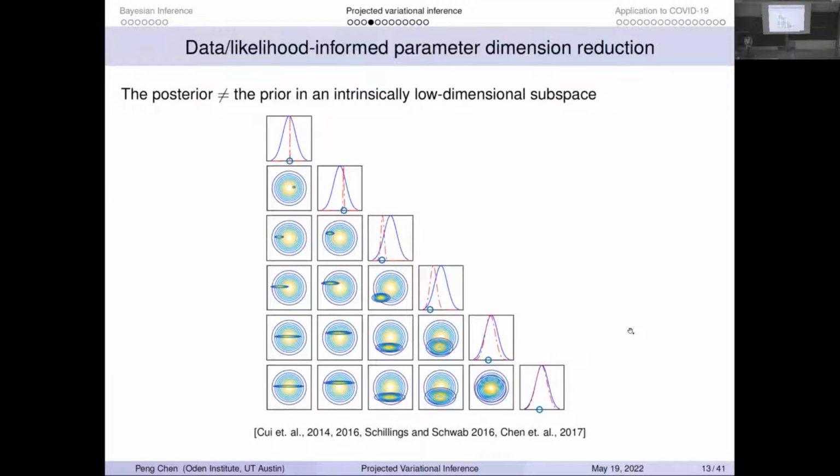So you can detect this information of the subspace by some derivative information, either gradient or Hessian information, for instance. It's been used in these papers for MCMC and also sparse grid quadrature.